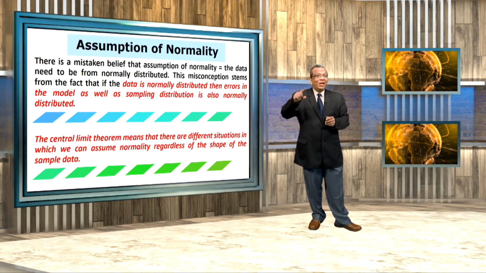If the data is normally distributed, then the errors in the model as well as the sampling distribution are also normally distributed. Now, the central limit theorem means that there are different situations in which we can assume normality regardless of the shape of the sample data. Let me explain this more clearly.